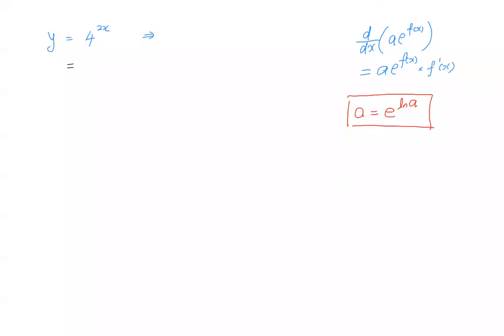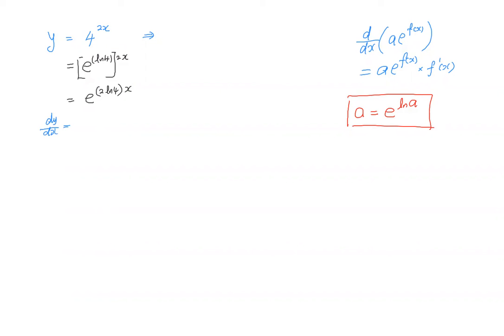So this one I change to e to the power of ln 4. So this represents the number 4. Then to the power of 2x. So now this will be written as e to the power of 2 ln 4, so this is a number, then x. Are you clear? So you see how I bracket it up. So now you differentiate your dy/dx.